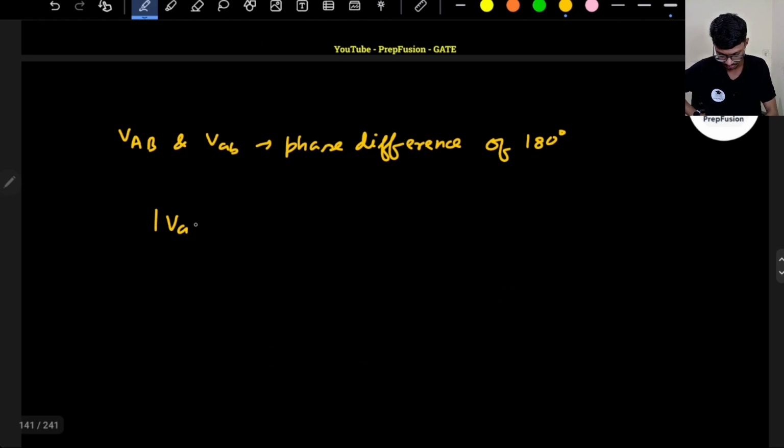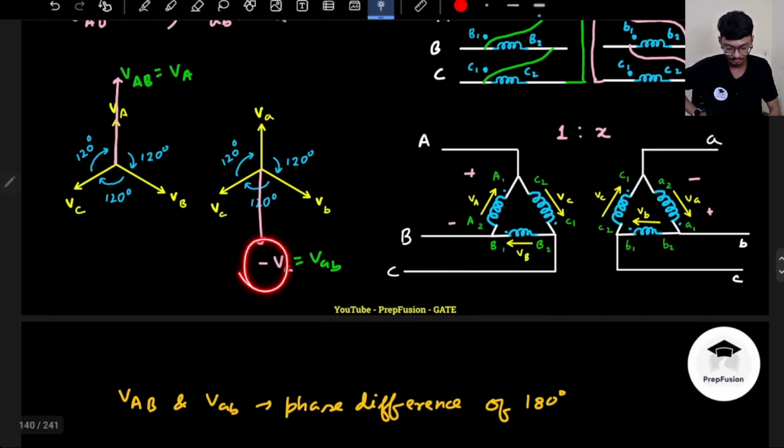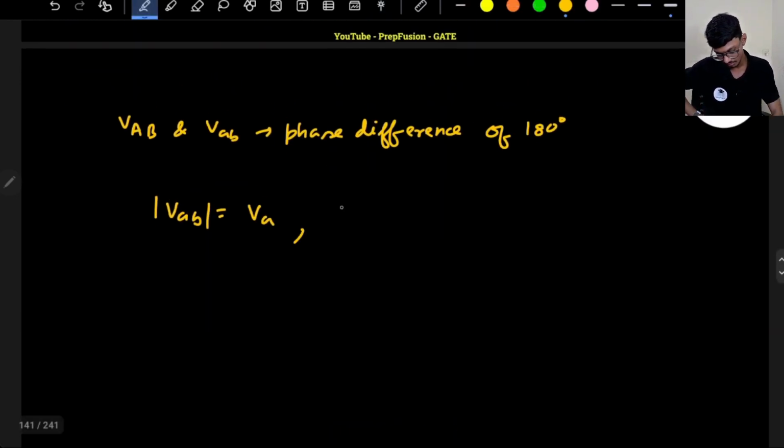So the magnitude of small vab is equal to VA only, because it does not matter if I'm taking the magnitude of minus or plus, it will be VA only. And the magnitude of capital VAB will be VA only. Okay, got it? Okay, yeah, so that is the case over here basically.